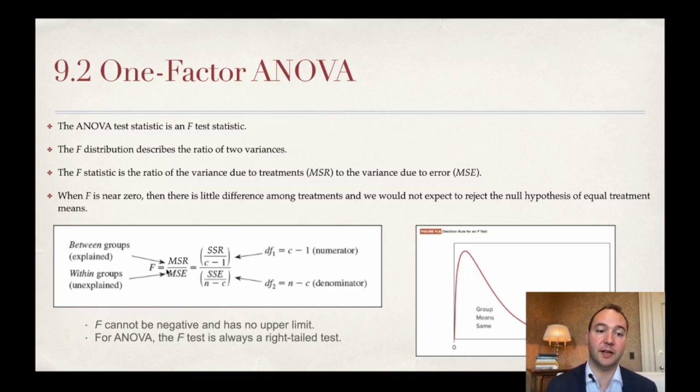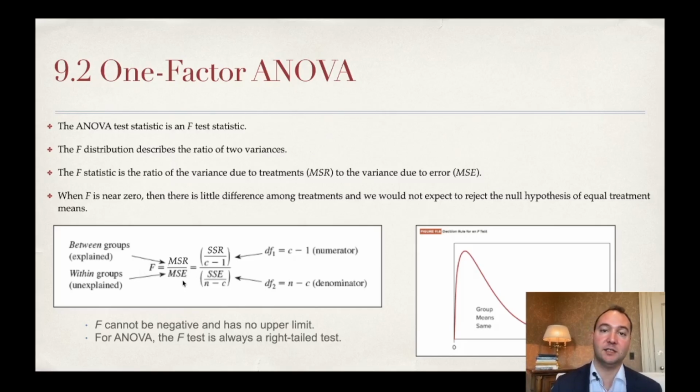Let's look at the denominator, the bottom of this equation. MSE is the error, or the within variation. So how much variation is within each group? If the variation within the groups is very large, then we're less certain. So if MSE is a really large number, what happens to F? Our F statistic becomes very small if MSE is very large.